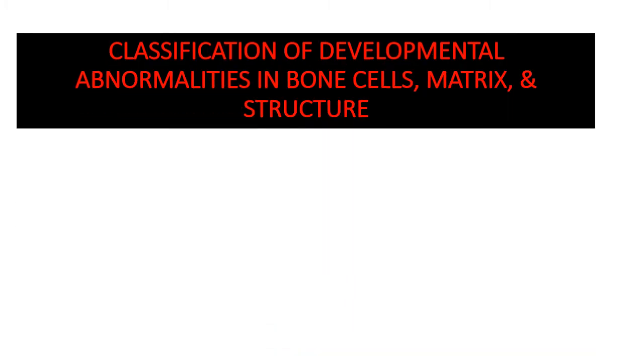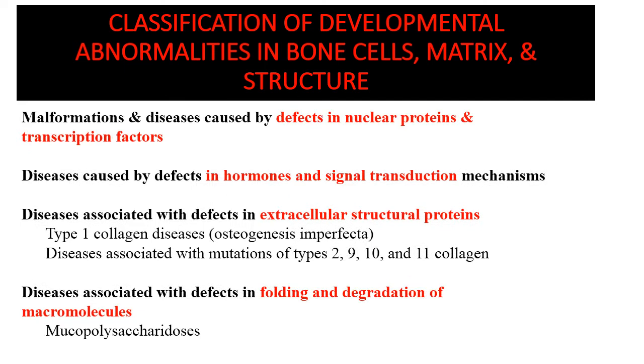The schema for the categorization of the diseases in the bone is based on the involvement of various pathways or processes that are involved in bone homeostasis. One factor is the defect in nuclear protein and transcription factor, while another is the defect in hormone and signal transduction mechanism. Then there are defects in extracellular structural protein, and the commonest among these rare disorders is type 1 collagen disease, that is also termed as osteogenesis imperfecta.